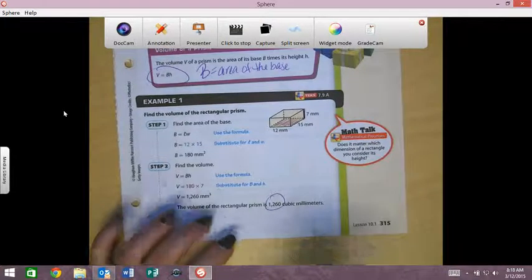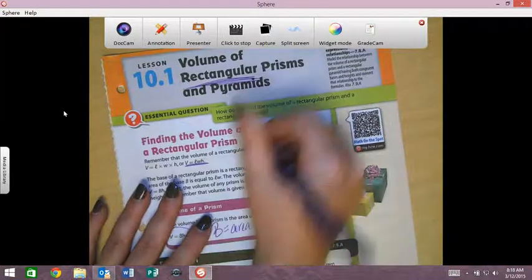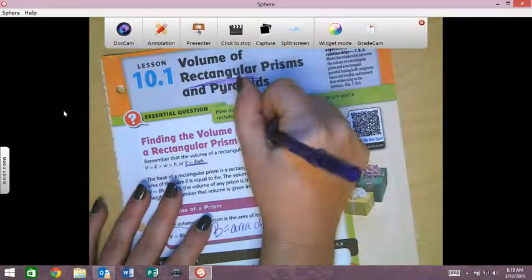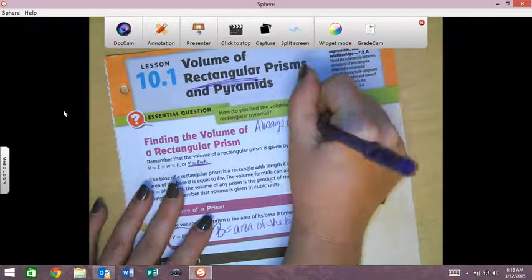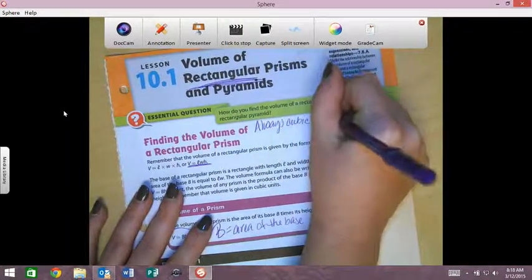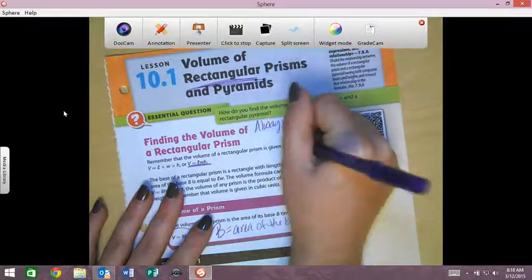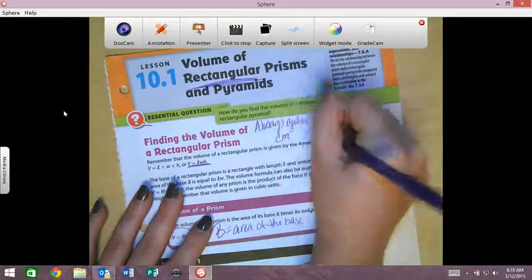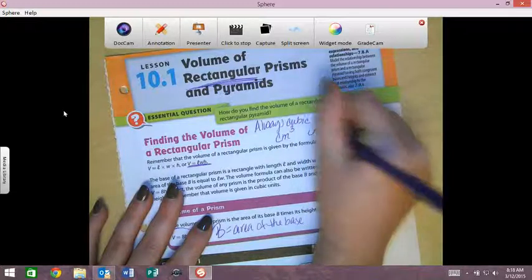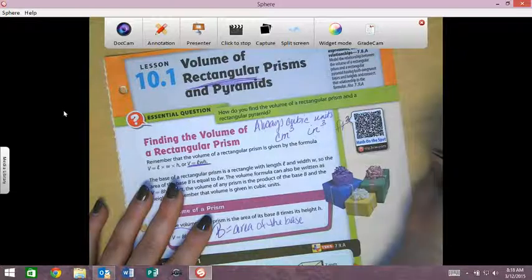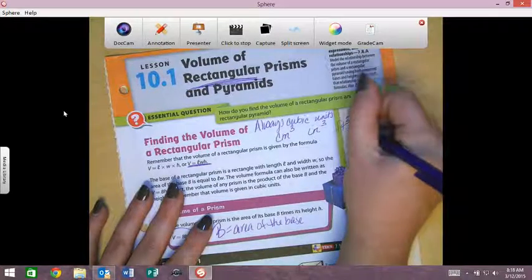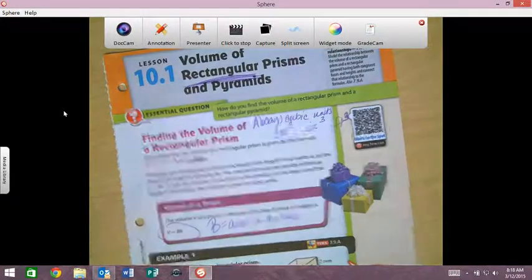Volume is always cubed. Okay, so up here on your paper, you might want to write always cubic units. So to the third power, so like centimeters cubed, inches cubed, feet cubed. Okay, so make sure you're writing to the third power for cubed.